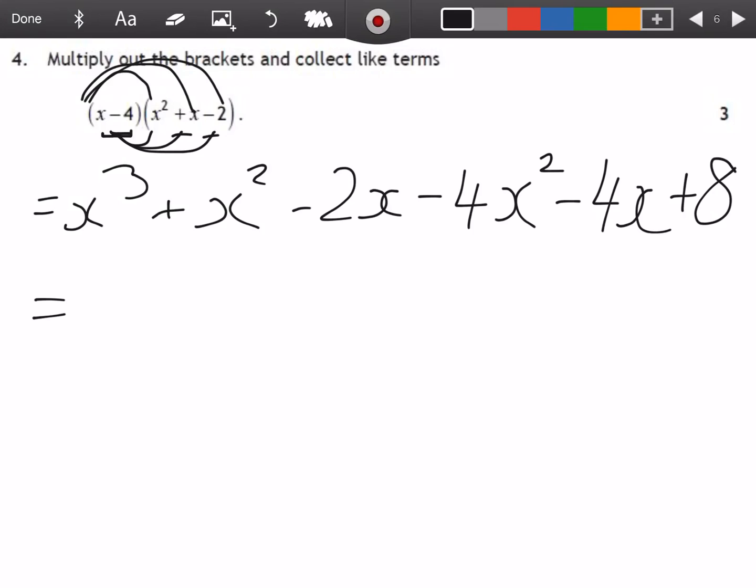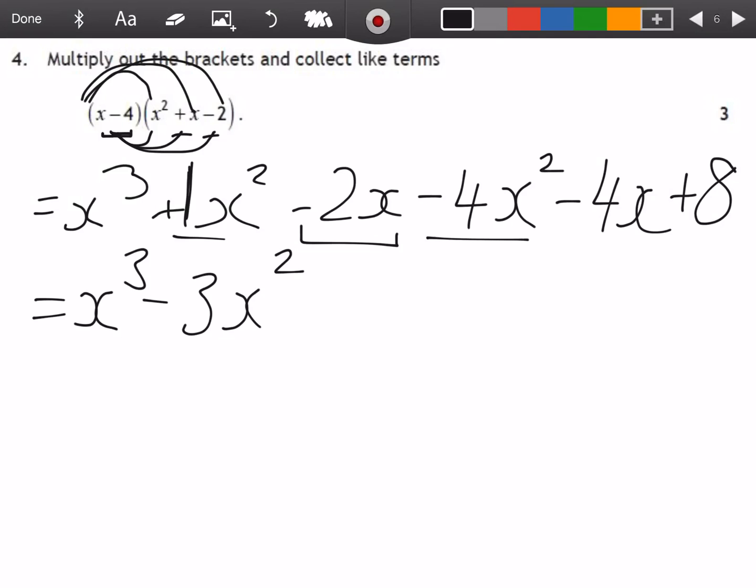Okay, and your final mark is for collecting your like terms together. There's no more x cubed. There's an x squared. Take away 4x squared. Remember, this plus x squared is a positive 1. There's just one of them. Take away 4. So we've got negative 3x squared. Negative 2x, take away another 4x, together gives you all in total a negative 6x. You're collecting negative 2, add another negative 4 is negative 6. And you're plus 8 at the end.